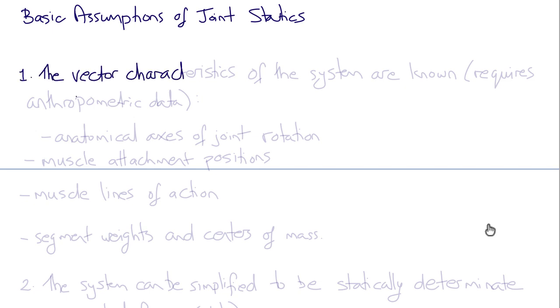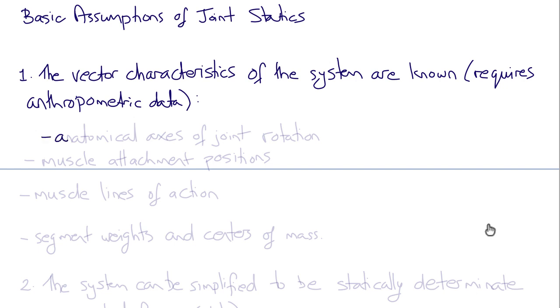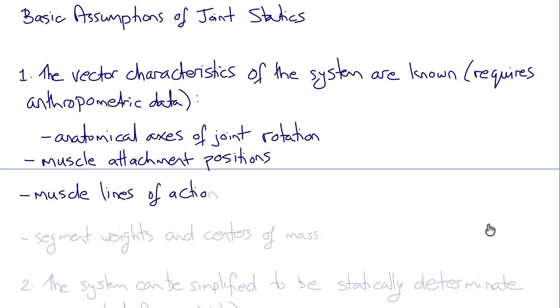So the basic assumptions of joint statics fall into two main groups. The first is that the vector characteristics of the system are known so that we can draw the free body diagram. This requires anthropometric data, measurements on anatomic properties such as the anatomical axes of joint rotation, of muscle attachment positions and tendon attachment positions, muscle lines of action, and the weights and centers of mass of body segments, such as the forearm or the lower leg.